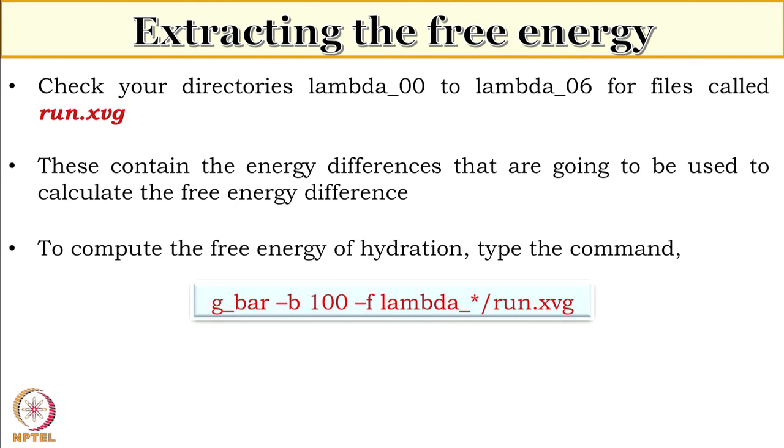So before running this command, should we not check whether every lambda value calculation is done properly? Yeah, definitely, we have to check that every lambda directory has this .xvg file. Because even if one is missing, this will run and give you a value, but it may not give you the correct value. If one lambda point is missing, it will not have that file at all, and it will take the value as 0 at that point and do the calculation.